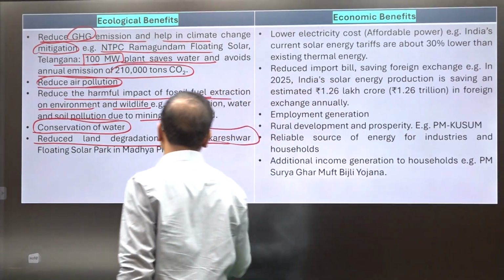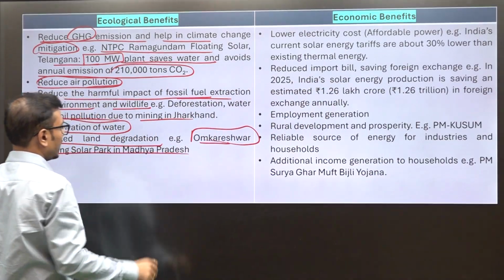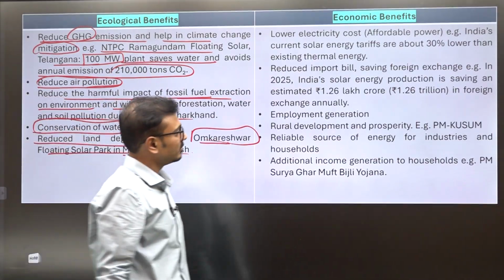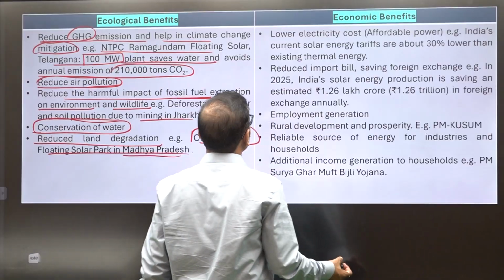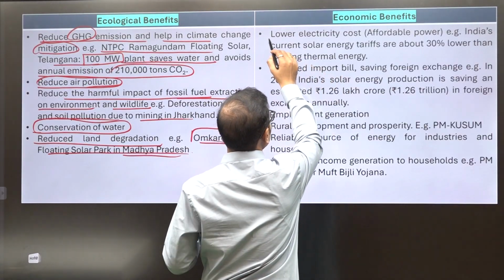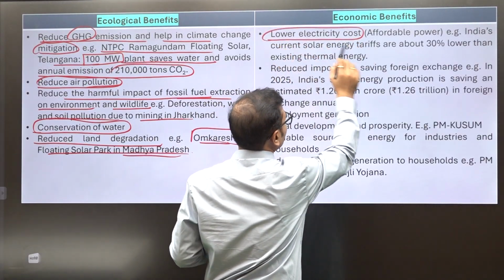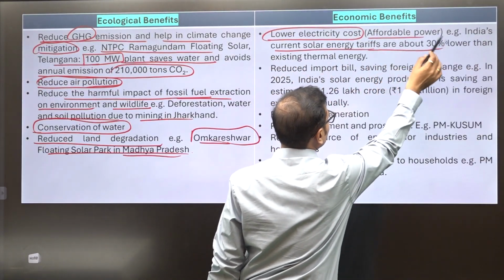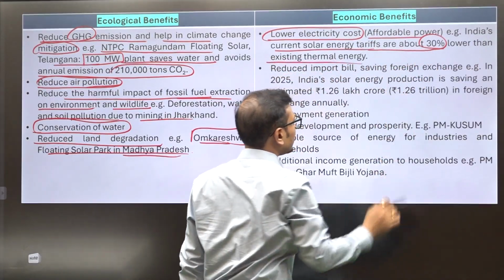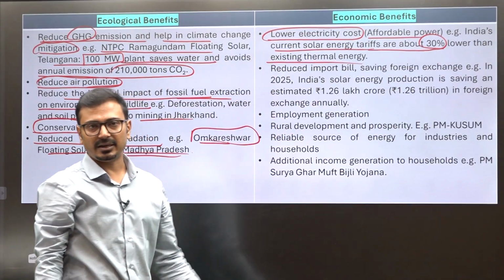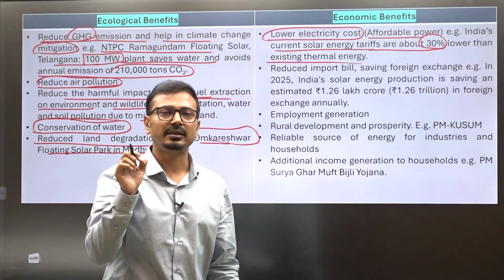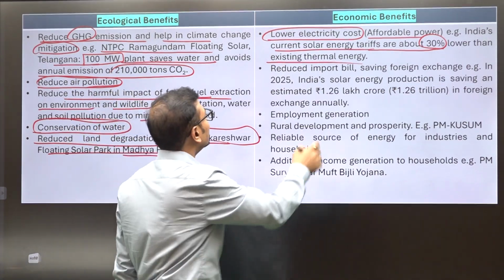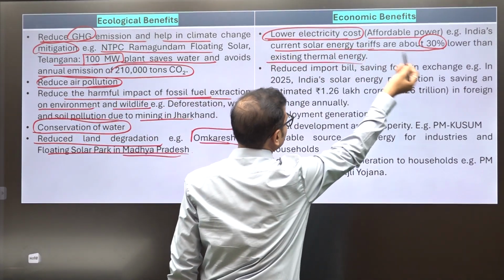For example, Omkareshwar floating solar park in Madhya Pradesh is going to be one of the biggest ones. Now, economic benefits. A lot of economic benefits are there, like lower electricity cost. For example, we can say that India's current solar energy tariffs are about 30% lower than the existing thermal energy. Such supporting data is surely the value addition in your answer, that other students will not write. They will write this thing, but they will not write the second part.